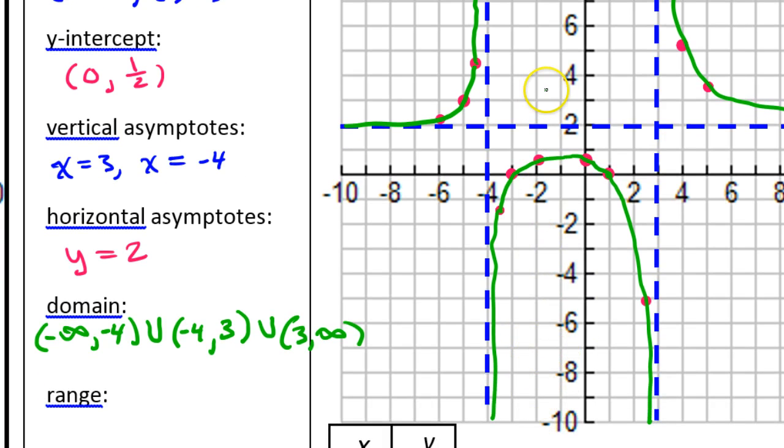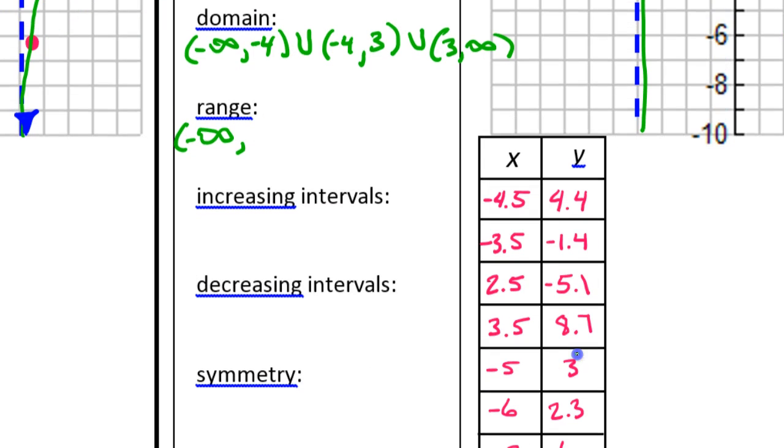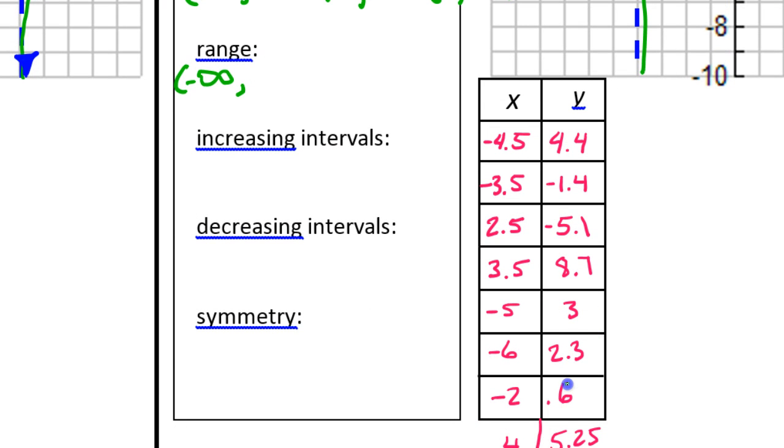So we have to be a little bit more careful with the range. The range is the y values. We read it from bottom to top. Now, what you have to be careful of is that this part of the graph in the middle does not reach all the way up to the asymptote. So it starts down here at negative infinity, so we'll start with that. But then it goes up to some sort of maximum height. Now, we have a y-intercept here at 1/2. One of our points here is at -2. At -2, we're up at 0.6.